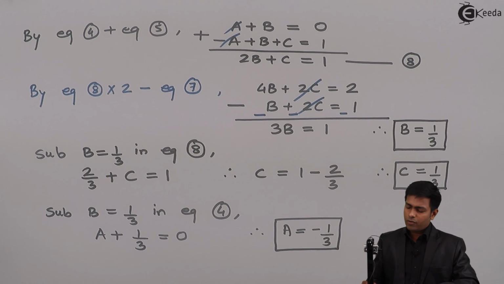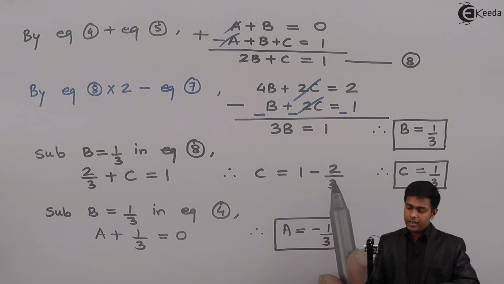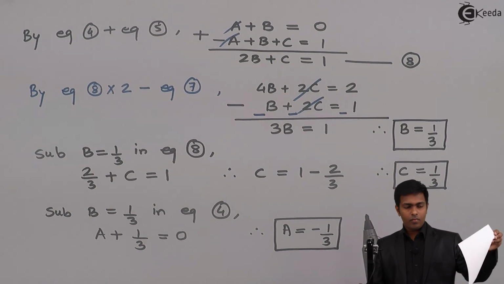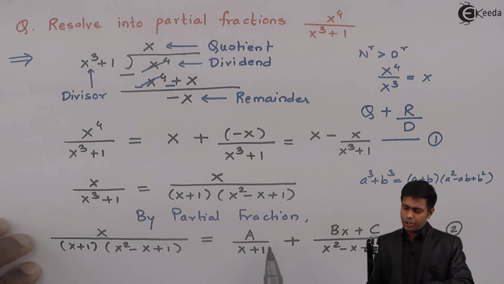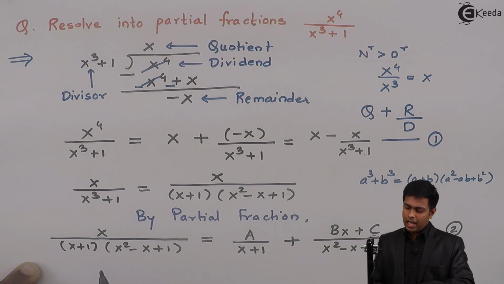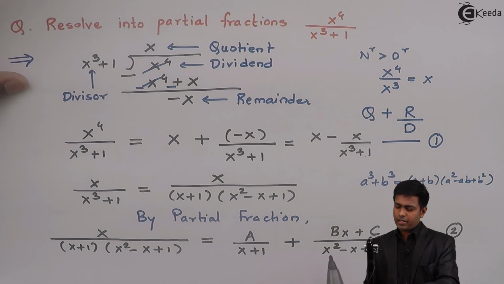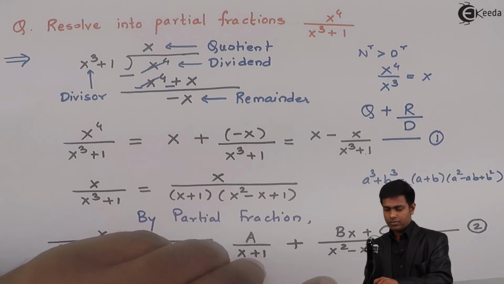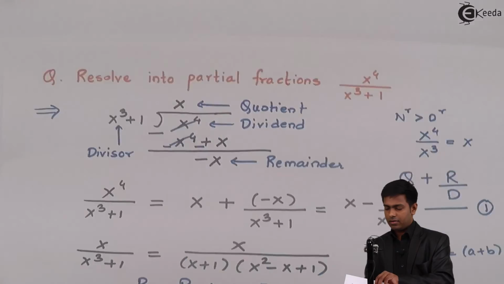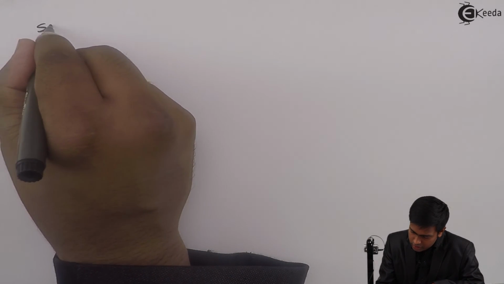Now we'll substitute value of a, b and c in equation number 2, so that we'll get the partial fraction of this fraction, and then we'll substitute that value in equation number 1 to get the final answer. So value of a is minus 1 by 3, b and c is 1 by 3, 1 by 3. So let's substitute it.